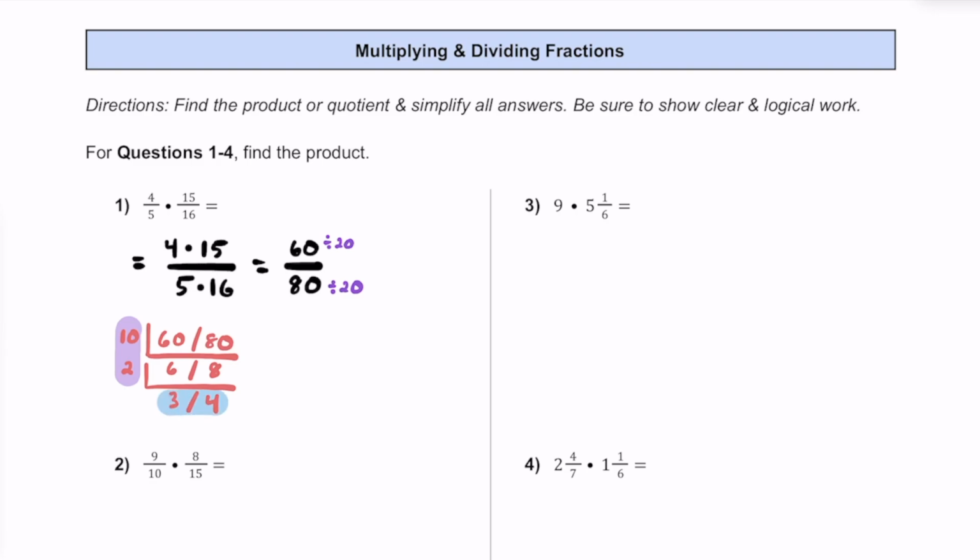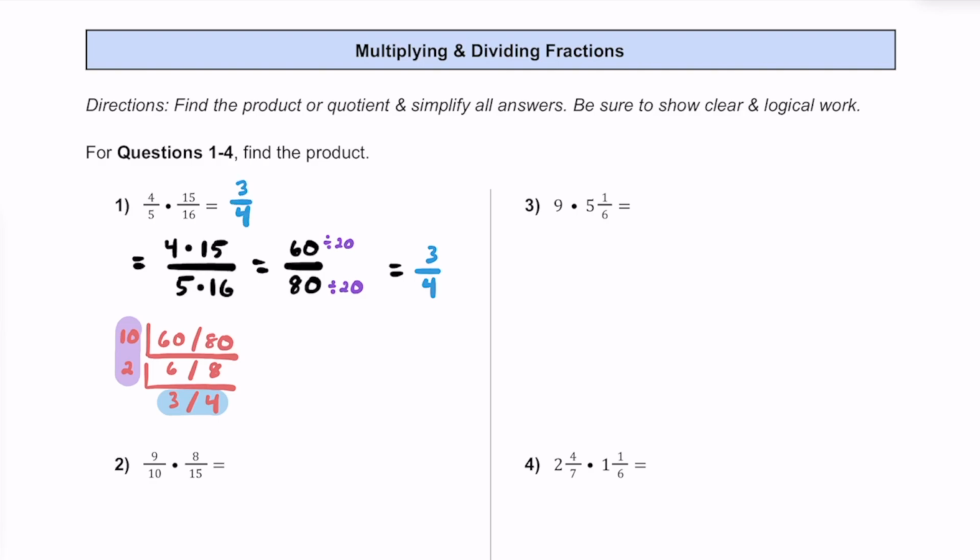So these numbers at the bottom are super helpful. That just means that when you simplify the 60 over 80, the simplest way you could write this is to say that the product here, or the answer to a multiplication problem, is going to be 3/4. So I'm going to write that as our final answer.